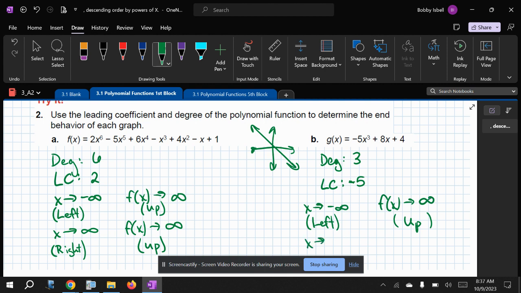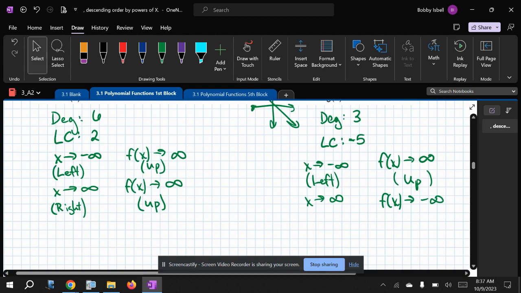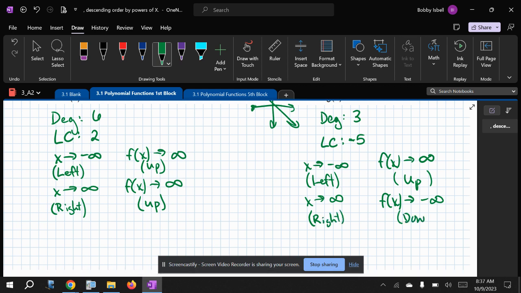As x approaches positive infinity, f of x will go to negative infinity. So as we go to the right, it's going down. And it's just learning the degree: with an even degree, you're always going to have the same thing on your y's. They should always go the same direction. On the odd degree, they should always go opposite directions. The key is the slope.